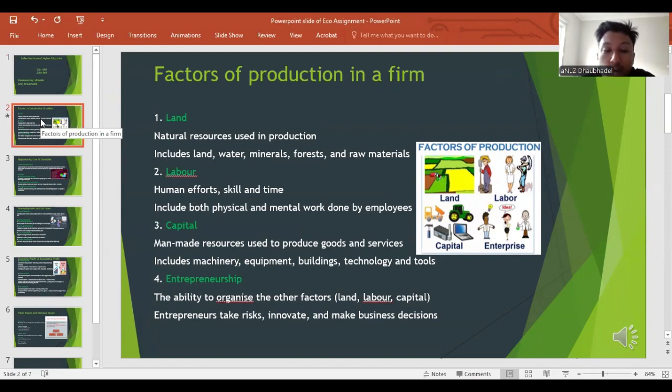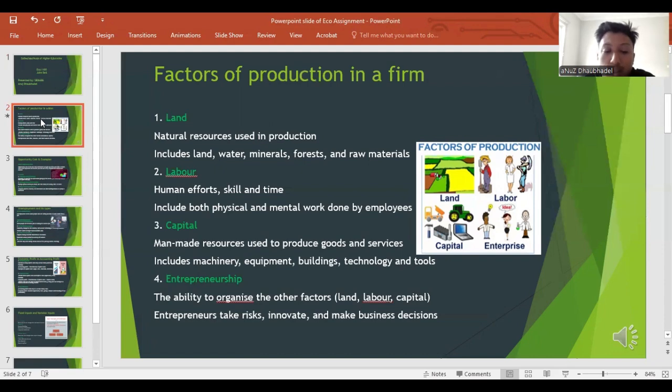And the first one is factors of production that a firm uses to produce goods and services. These factors are land, labor, capital and entrepreneurship. So now I am going to talk about land. Land refers to all natural resources used in production. This includes things like land for the businesses, water, minerals, forests, and other raw materials. These natural resources form the base of all production activities.